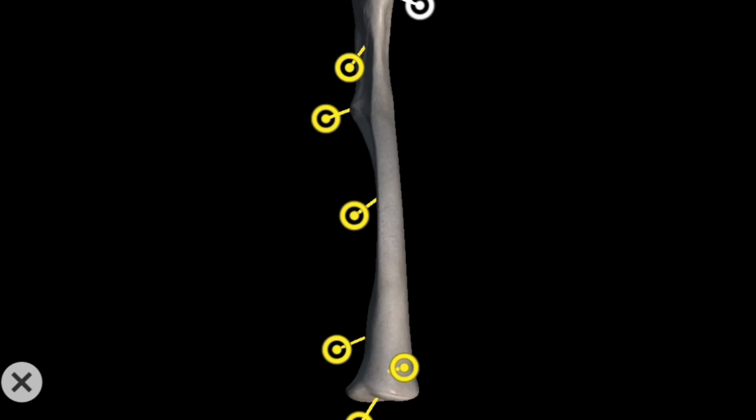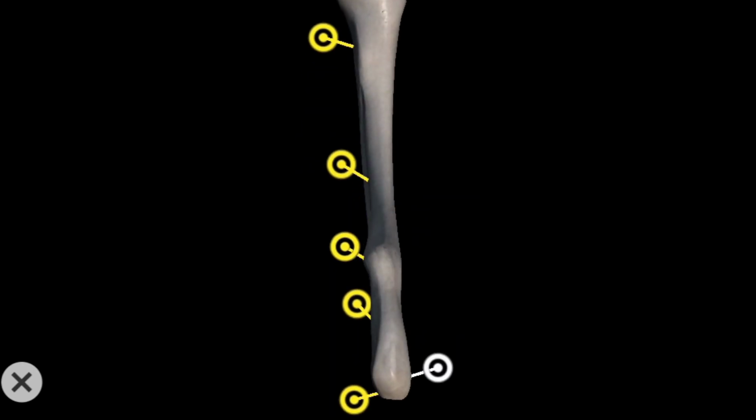Now let's start the posterior view. This is the posterior view of the clavicle. In the posterior view, which parts of the clavicle can we note? This is the sternal facet or sternal end. And here is a tuberosity known as the costal tuberosity. And this is the shaft part. The middle is the shaft.